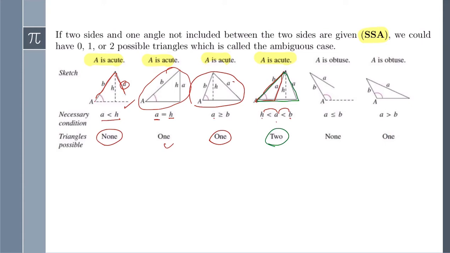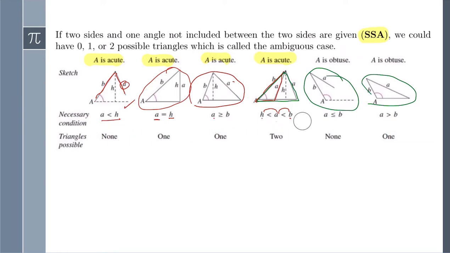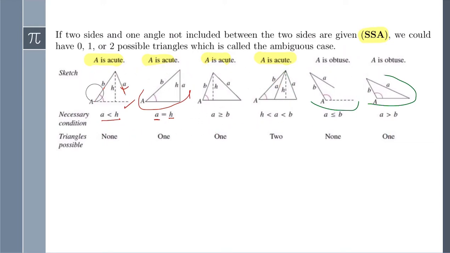If A is an obtuse angle, then we could have two cases. If A is less than B, we cannot form the triangle, and if A is greater than B, we can form one triangle. So these are the different possible cases. And then you might be wondering, how do I remember all of this? How do I know whether it is this case or that case? Really, you don't have to remember this. I'll give you a small trick where we can figure out what ambiguous case we have. Okay, so let's see that.